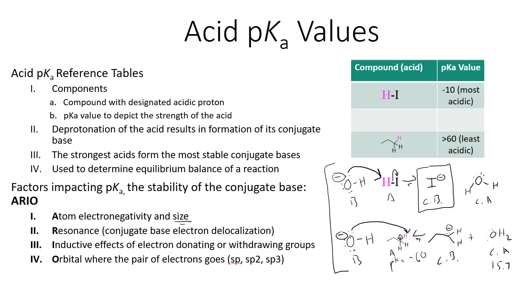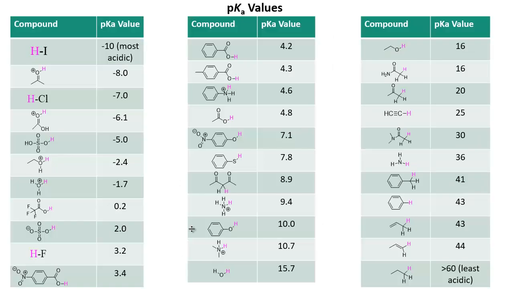All right, let's move on and look at the pKa table in more detail. So in the first slide, I showed the example of hydroiodic acid. That is the most acidic compound, and propane, which has a pKa value of greater than 60, is the least acidic proton. So all these other compounds fall somewhere in between. And so again, as you're looking at this, think about formation of the conjugate base for each of these. So I'm going to draw in a couple of these.